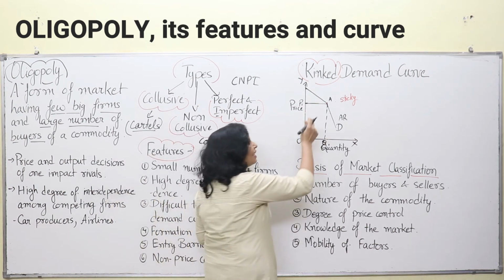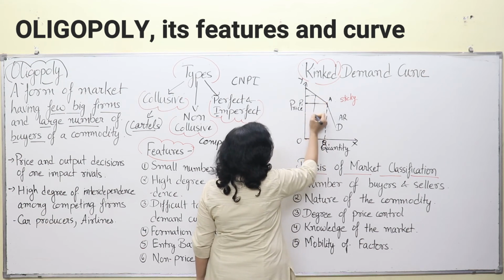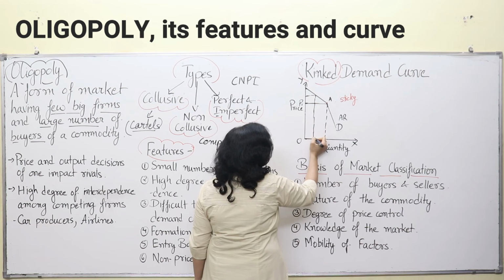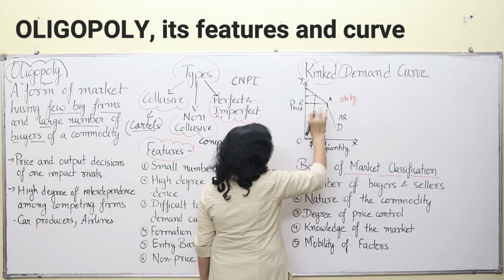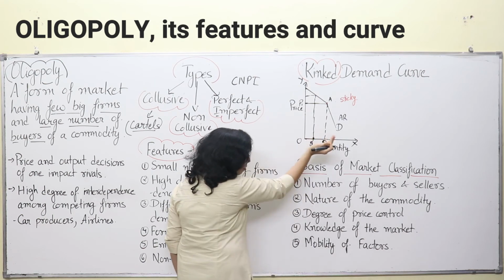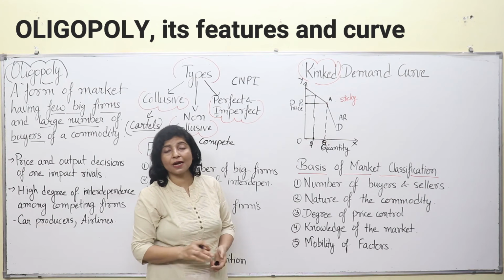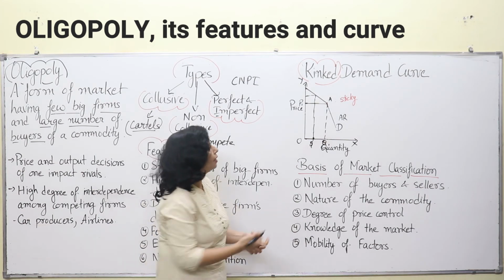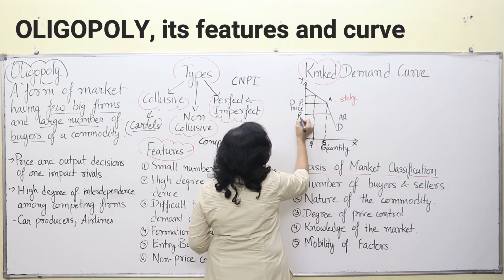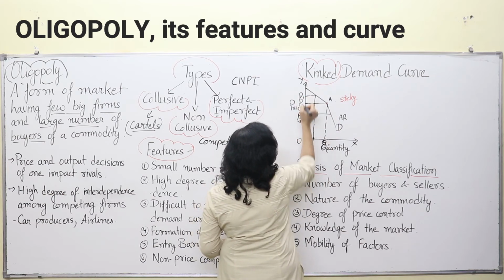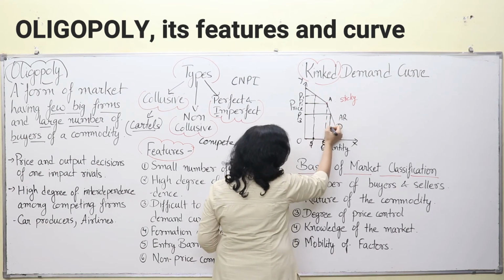Why? If it increases its price, it will not benefit at all, because its demand has reduced significantly. This demand has reduced to this extent. But if it reduces its price, others will also follow it. P1 was the increased price, P3 is the decreased price. If it reduces price, others will also reduce price.